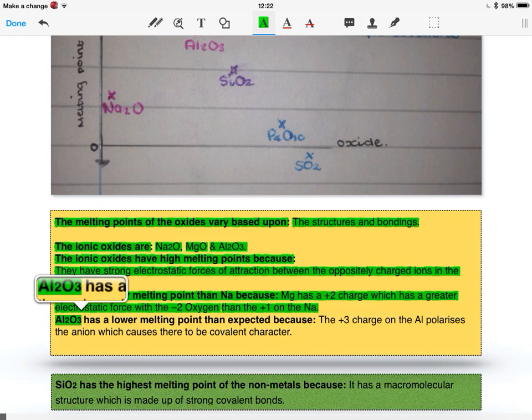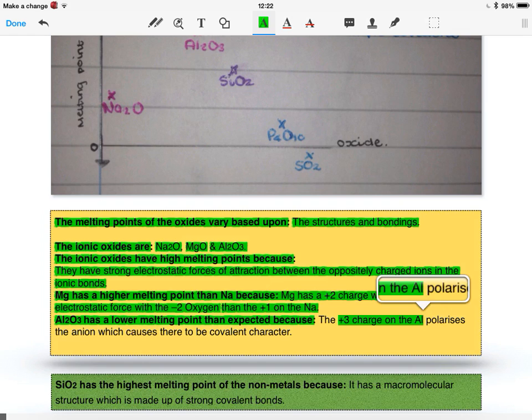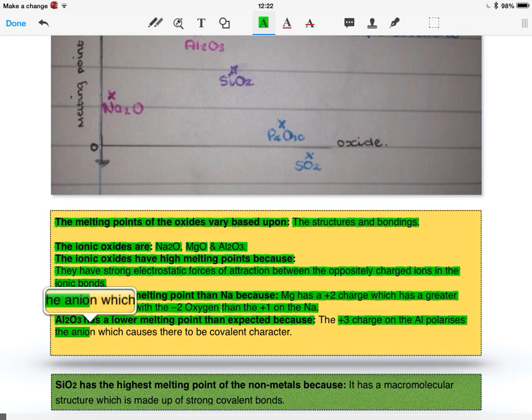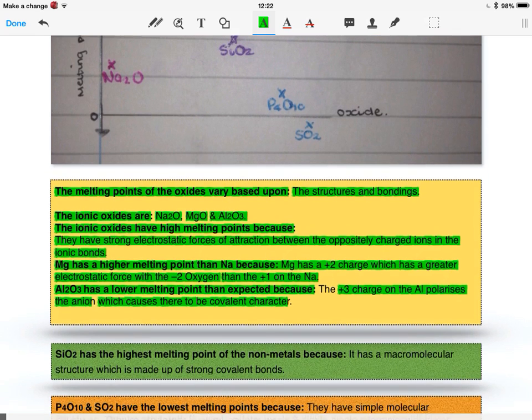Aluminium oxide, however, has a lower melting point than we would expect, and this is because the +3 charge on the aluminium polarizes the anion, which is the oxygen, and this causes there to be covalent character within this bond, and these covalent bonds are weaker than the ionic bonds because they're only partial.